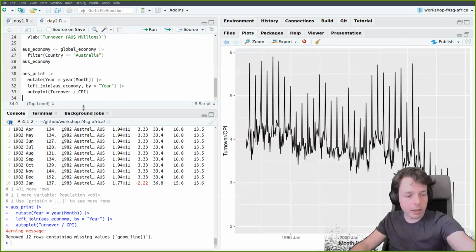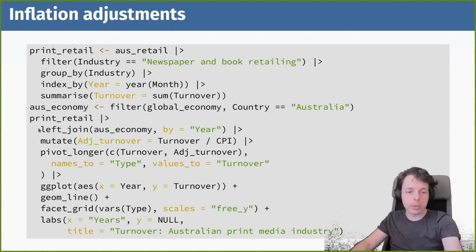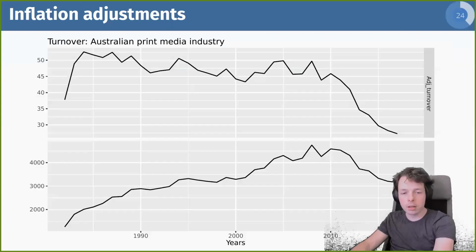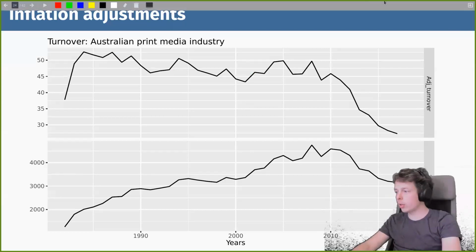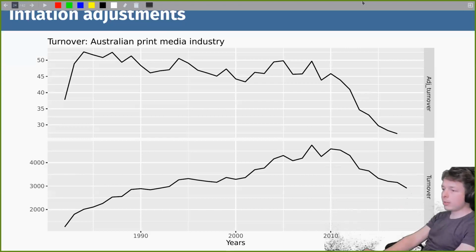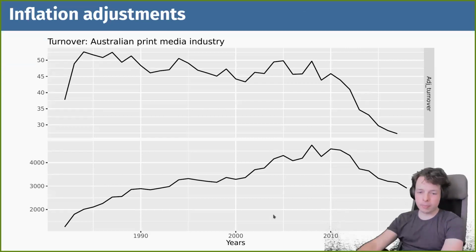Comparing these side by side, which has been done in the slides, a bit of extra code for that, we can see two different stories. The original data, which I'm blocking a little bit here, you see it says turnover just here. The original data looks like it was increasing. Maybe the industry was going well up until 2010. But after we adjust for inflation, you can see that the industry has always been declining in value.